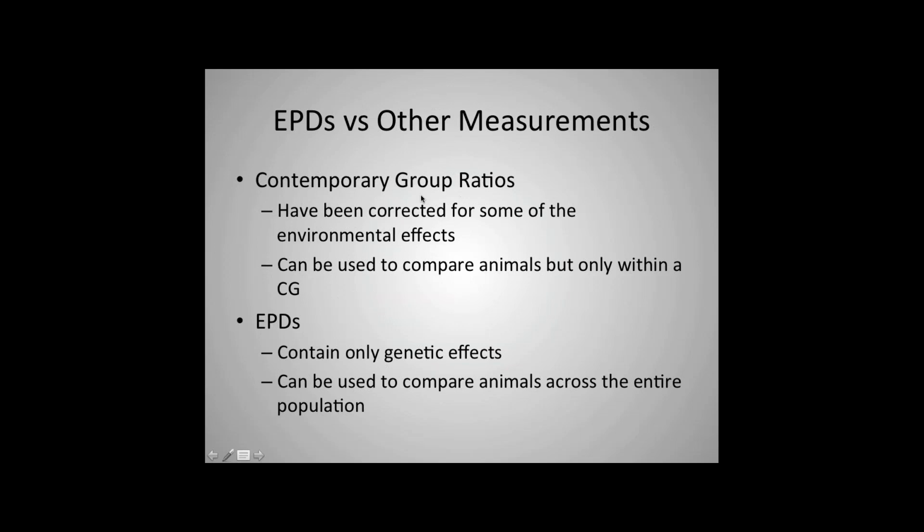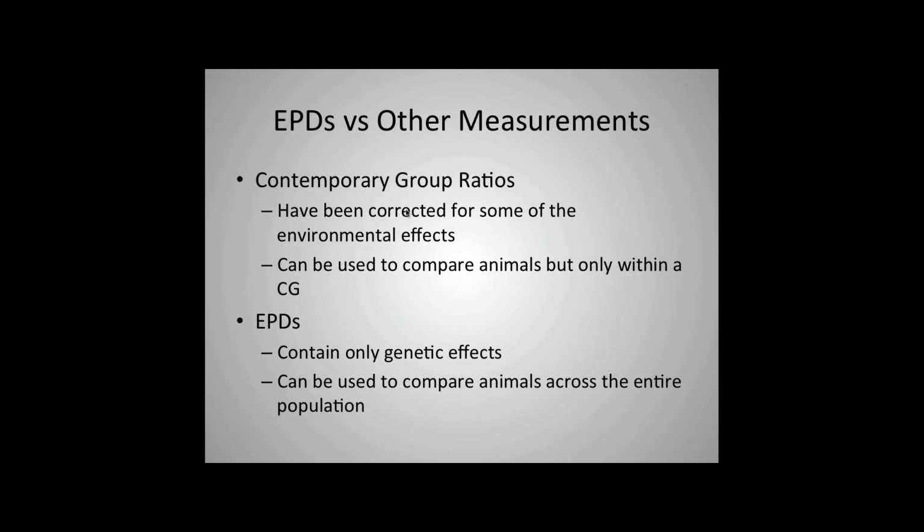Contemporary group ratios have been corrected. The measurements that go into those have been corrected for some of the environmental effects, and they're okay in that they can be used to compare animals, but they can only be used to compare animals within that contemporary group. They can't be compared across a herd because we don't take into effect the environmental effect of that contemporary group compared to others.